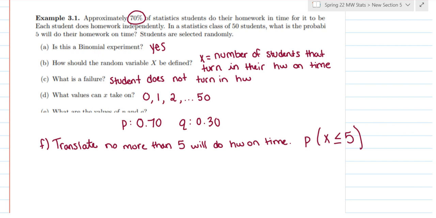That would be really bad. No more than 5 students turning their homework in on time. Hopefully that probability is very low. But I'll show you how to find it on the next page.